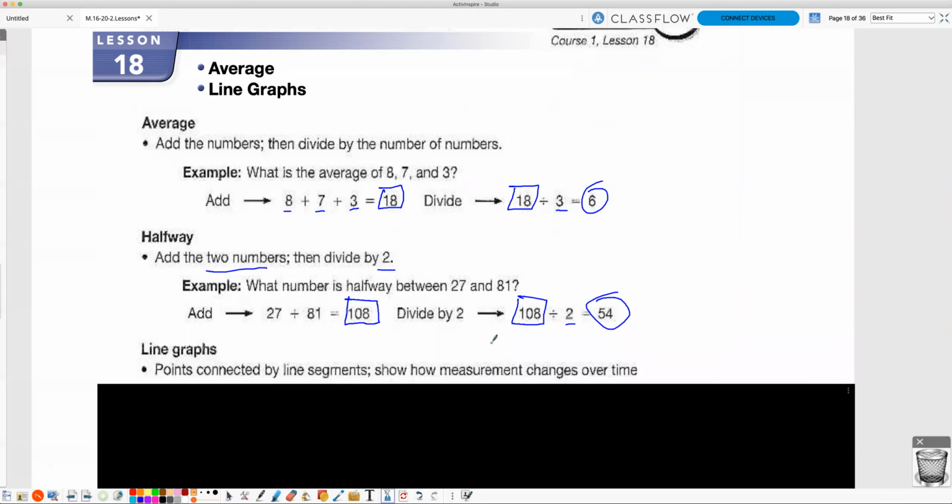We're also going to look at line graphs, which are points connected by line segments that show how measurement changes over time.